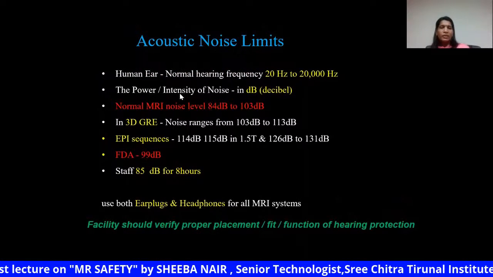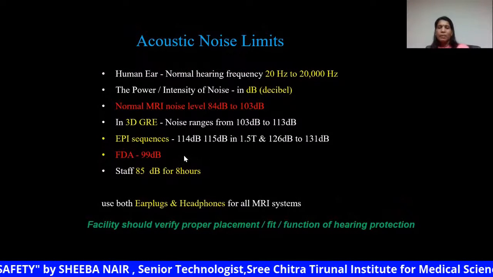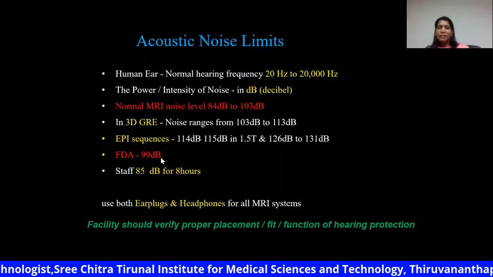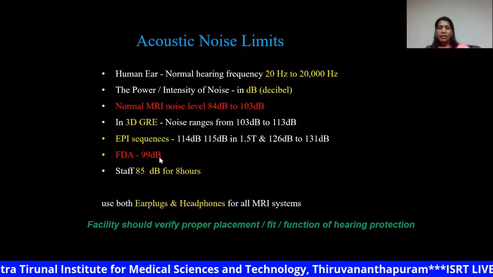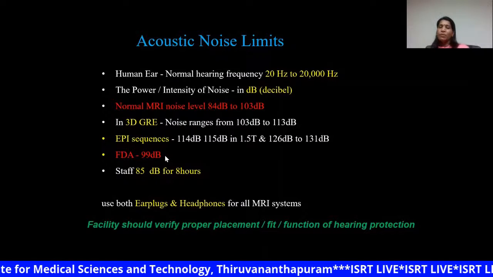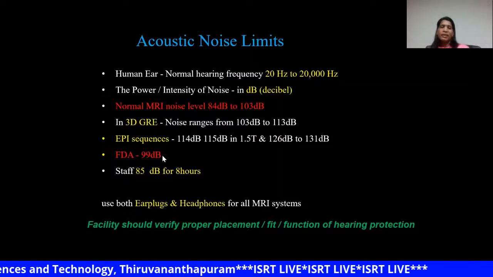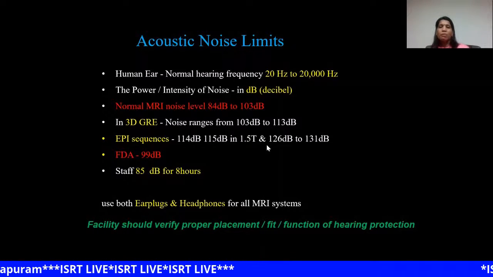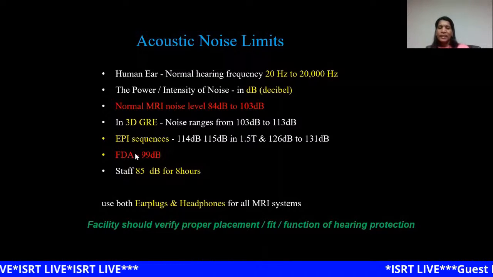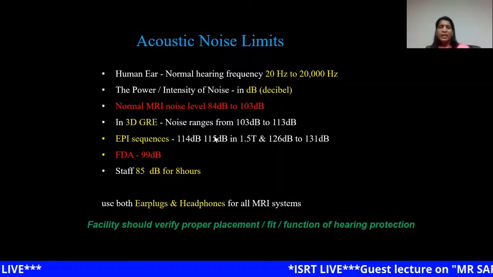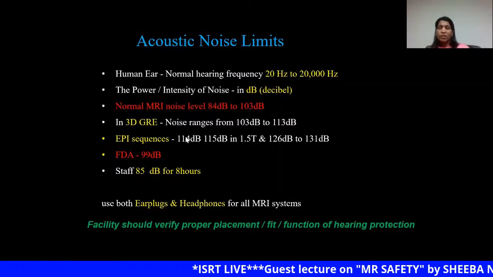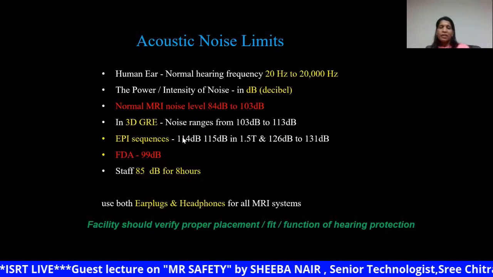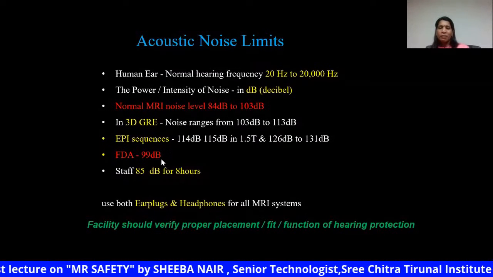The noise level is also regulated by the FDA. It has put a limit: 99 decibels is the upper limit for noise that is considered safe for the patient. But all MR systems are capable of producing noise levels greater than 99 decibels, especially the echoplanar imaging sequence. It produces an auditory noise level that is above the approved limit.